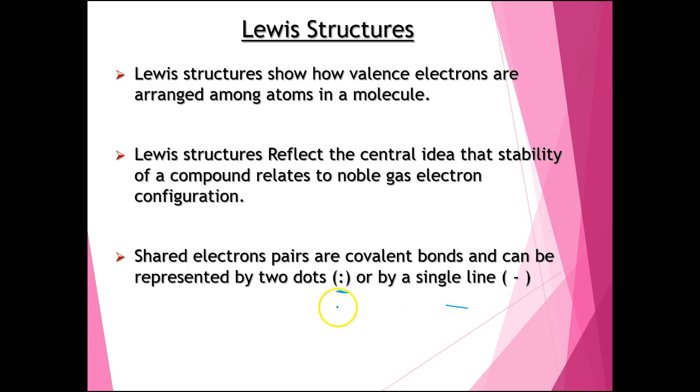So if I had a bond between H and O, I could represent it with two dots like that. Or I could represent it with an O and an H like that with a line. Those two things mean exactly the same thing.